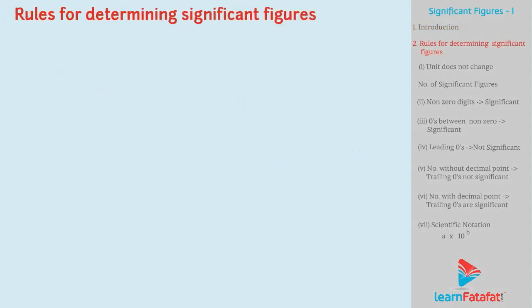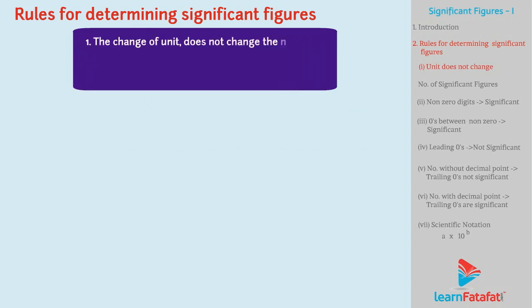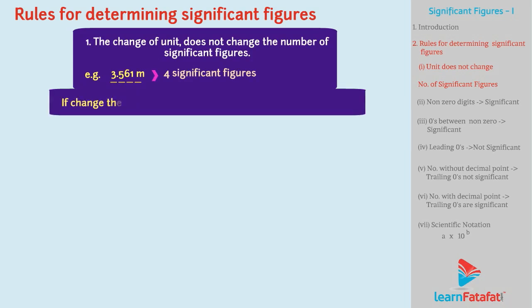There are some rules for determining significant figures. First, the change of unit does not change the number of significant figures. Let's understand this with the help of an example. Suppose 3.561 meter. This number has 4 significant figures. Even if we change the unit, that is 356.1 centimeters or 3561 mm, still the number of significant figures will be 4.